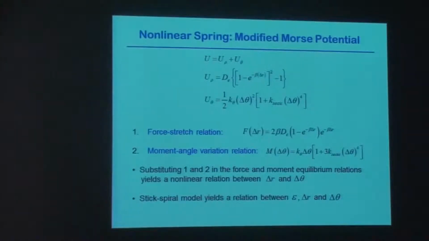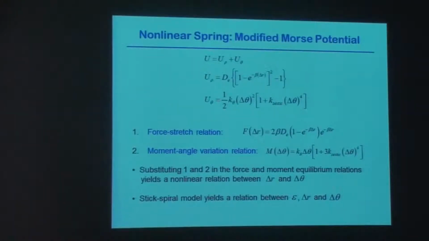So we need to solve it, but we need another equation as well, because we have 2 unknowns, delta R and delta theta. The other equation is provided by the stick spiral model, and that relates strain with delta R and delta theta. So given a strain, we solve these 2 equations self-consistently at every integration point and pull out the mechanical material properties that then get embedded in the calculations. So we will be using this framework.